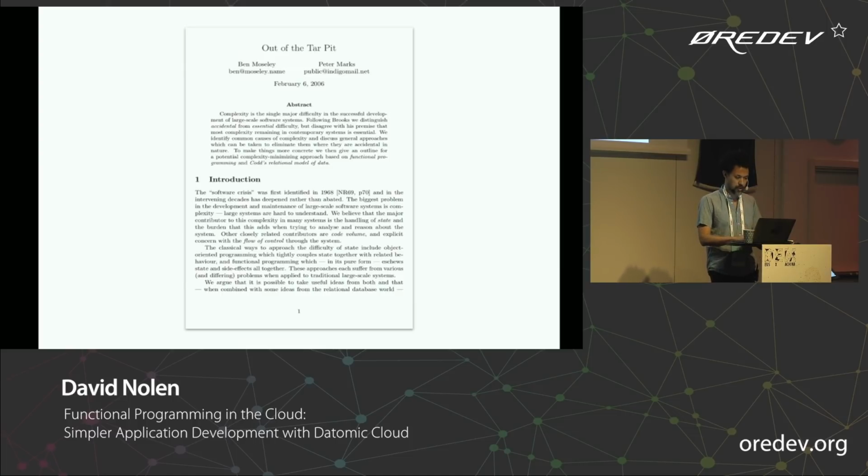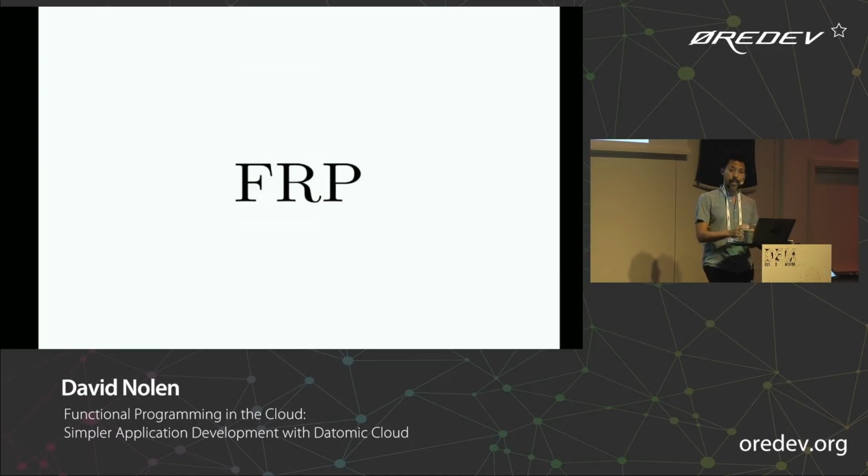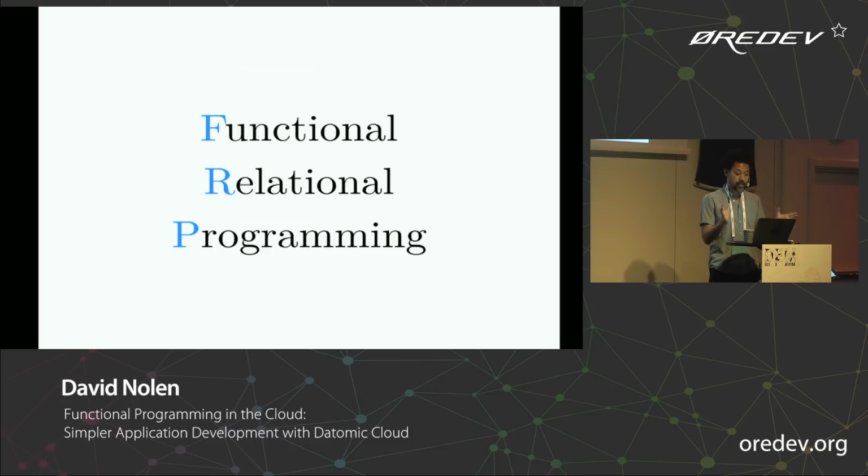It doesn't really matter if you like functional programming or not. They come up with an answer to this problem. It's called FRP. It's not the FRP that you've probably heard of if you go to tech conferences. The hot thing these days is functional reactive programming. You've probably heard of that. But they're talking about functional relational programming.